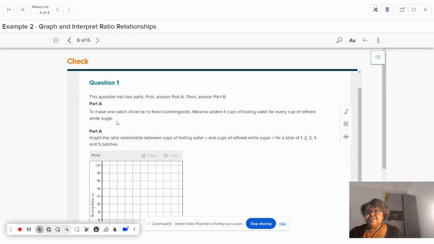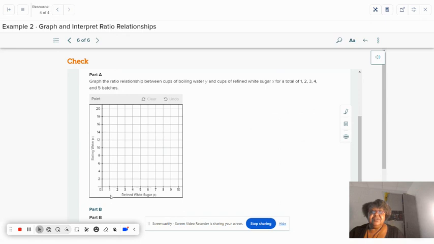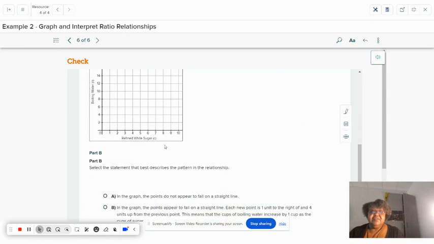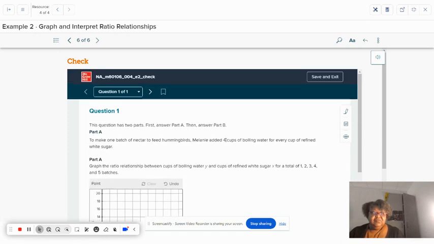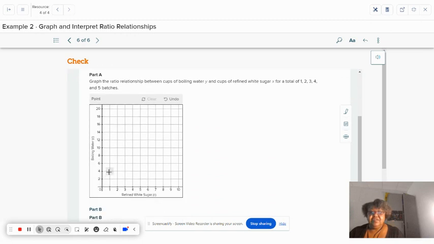The question has two parts. To make one batch of nectar to feed hummingbirds, Melanie added 4 cups of boiling water for every cup of refined sugar. So the sugar is going to be on the x-axis right there, and the water is there. And you can just put the points on it like that. So for 1 cup of sugar, 4 cups of boiling water for every cup of sugar. So 1 to 4. Okay, so I can go up 4 and over 1.